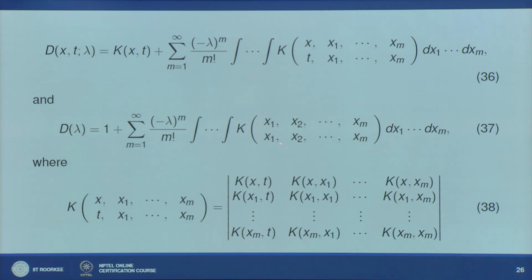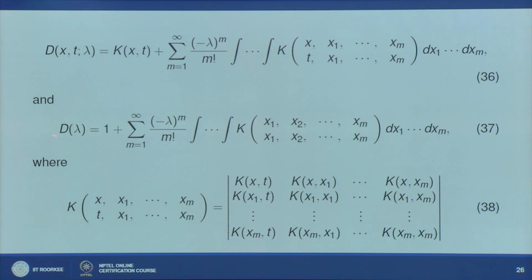The only difference between small cm and capital Cm(x,t) is that in capital Cm(x,t) there is one additional column corresponding to x and t, and here we don't have that. So small cm and capital Cm(x,t) are defined like this, D(x,t;lambda) is given by this, and small d lambda is given by this, where this symbol K is denoted by a determinant, and we call this the Fredholm determinant. This D(lambda) is known as the Fredholm first series, and this is known as the Fredholm second series.